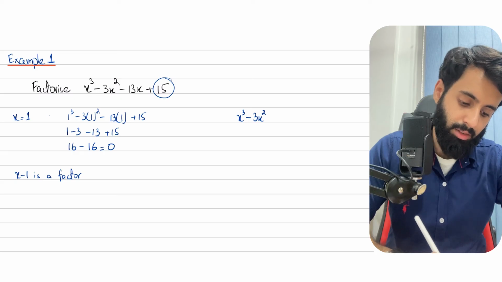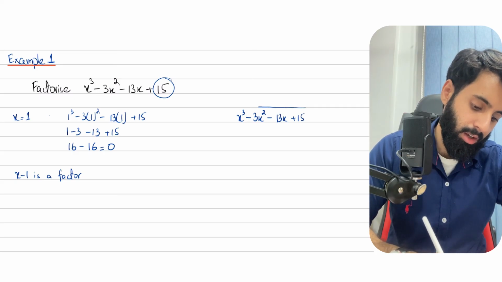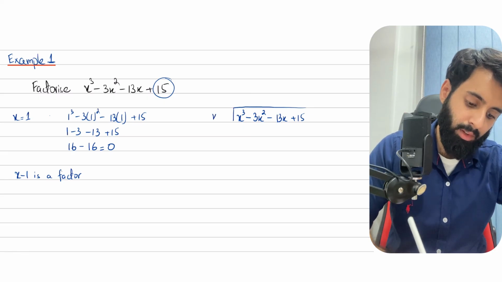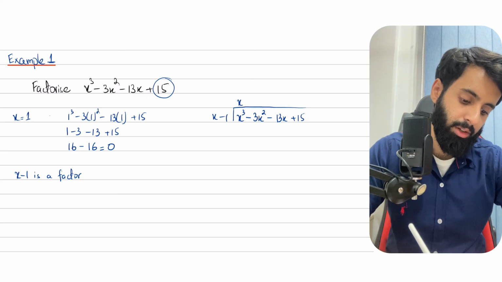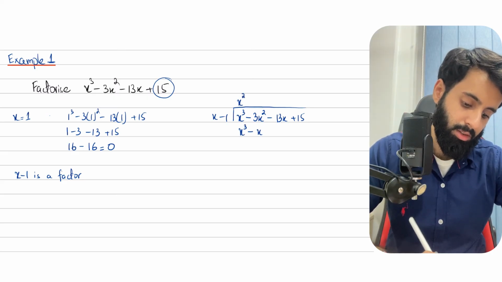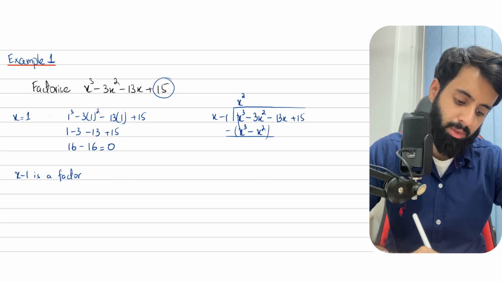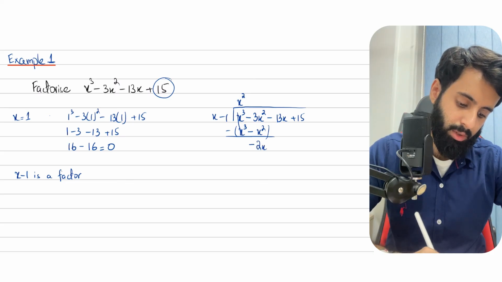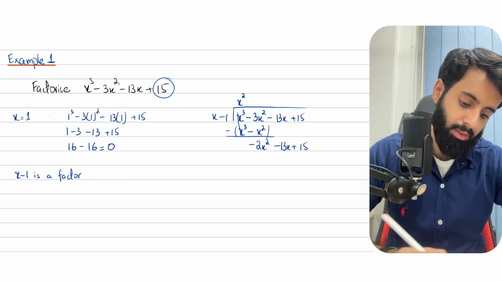So x cubed minus 3x squared minus 13x plus 15 is divided by x minus 1. So what do I multiply x minus 1 with in order to turn it into x cubed? The answer is x squared. So we have x cubed minus x squared. Now we subtract this. So x cubed and x cubed get cancelled out. Minus 3x squared minus x squared becomes minus 2x squared, minus 13x plus 15 brought down as it is.